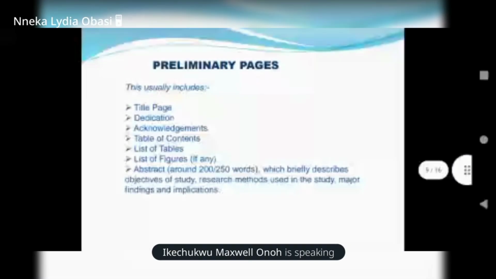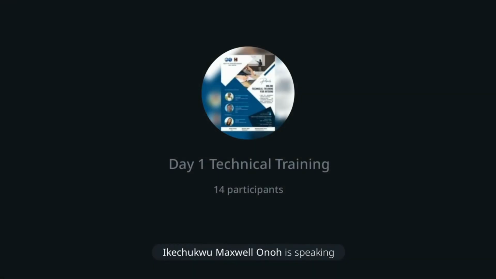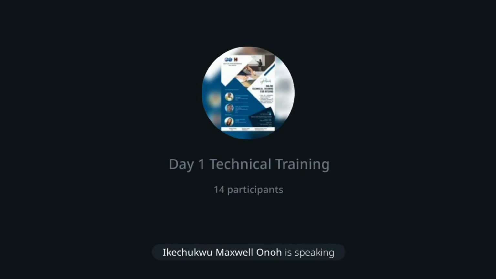We move to chapter 1, introduction. The introduction part of the research report should set the initial tone for the research paper. It should provide the following. 1, background to the study, which set the general tone for the study. So in your introduction, we call it chapter 1. We now have section 1.0, which will be background to the study.